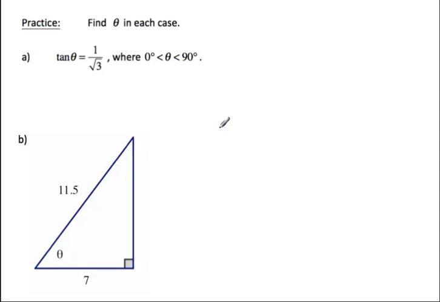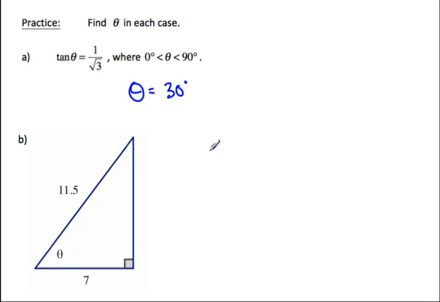Okay, so let's do a couple practice questions. First one, tan of theta is equal to 1 over root 3. We're being told that theta has to be between 0 and 90 degrees, so those are the acceptable values for our answer. It has to lie somewhere in there, and we're asked to find theta. So all this is asking is, what is the angle theta that's associated with a tangent ratio of 1 over root 3? And if we look back at our special triangles, we can see that an angle of 30 degrees has a tangent ratio of 1 over root 3. When your angle is 30 degrees in a right angle triangle, the opposite over adjacent ratio is 1 over root 3.